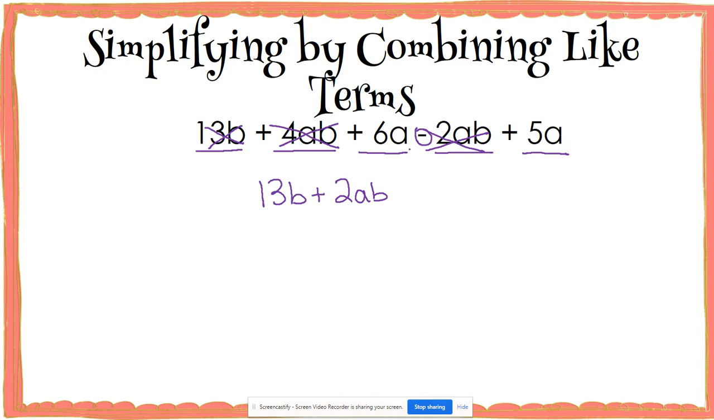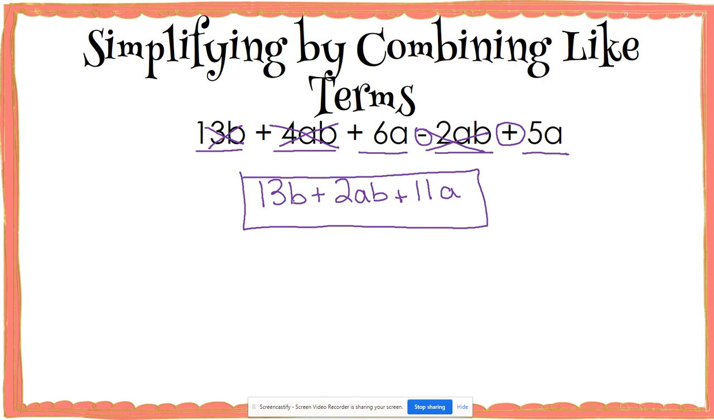Next I have 6a, and then I notice that I have 5a. They have the same variable raised to the same power, so these are like terms. The plus sign in front of 5a tells me it's being added. So 6a plus 5a is 11a, so plus 11a. So my simplified expression is 13b plus 2ab plus 11a.